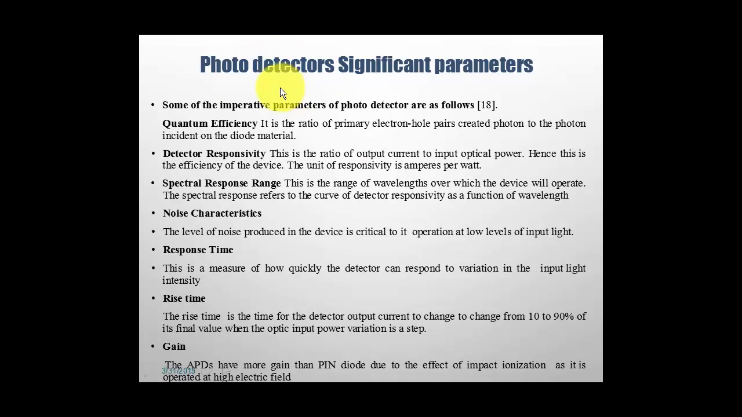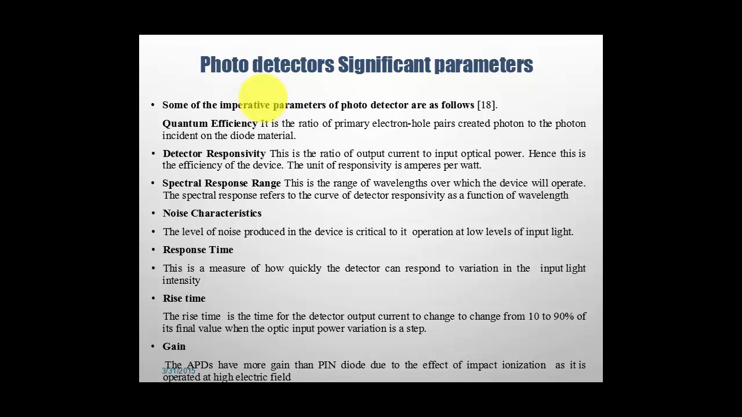Now the significance of photodetectors. Some of the imperative parameters of the photodetectors are as follows. Quantum efficiency is the ratio of primary electron hole pairs created to photons incident on the diode material. Detector responsivity is the ratio of output current to the input optical power, hence this is the efficiency of the device. The unit of the responsivity is ampere per watt, as we have discussed just before.